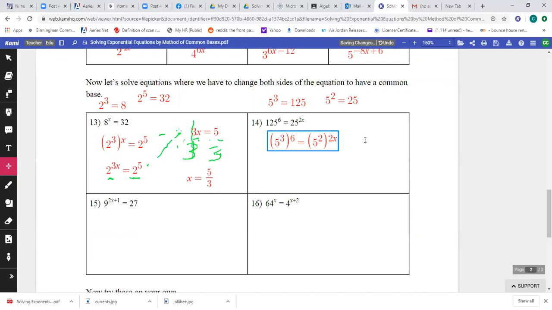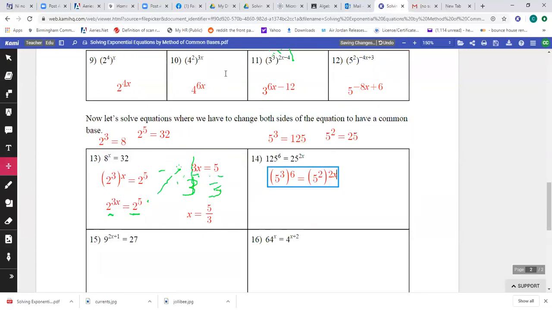So what's the next step after this? Well, you need to go ahead and do the power of a power rule, the same thing we did in 9 to the 12. I just multiply the exponents. So this will become 5 to the 18, and this will become 5 to the 4x. Now, once you get the 5s to be the same base, you could just set the exponents equal to each other, right? Because if the bases are the same, the exponents have to be the same as well.